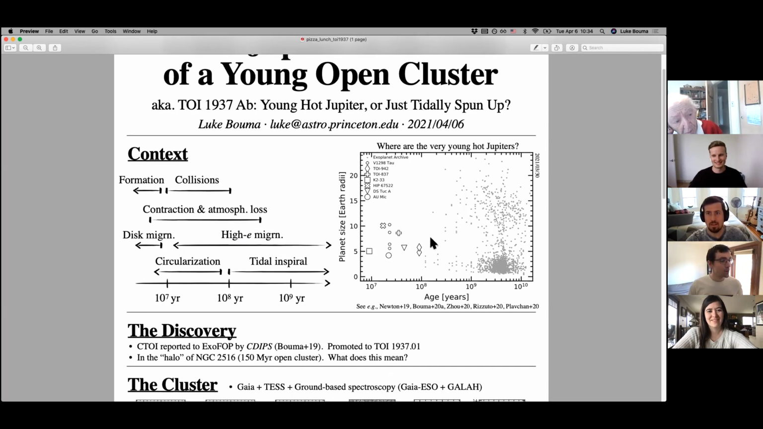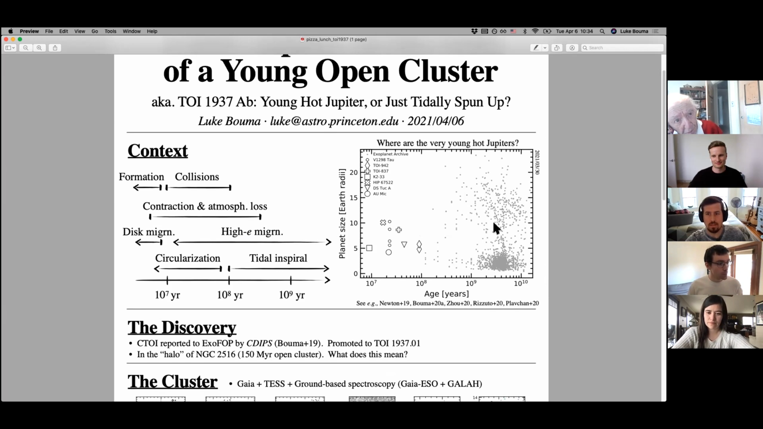Good. So if you look at the data from the NASA Exoplanet Archive, then what you see is that there really aren't that many young hot Jupiters that we know about, even though hot Jupiters generally have been known about for a very long time. Here I'm highlighting the planets younger than 100 million years.